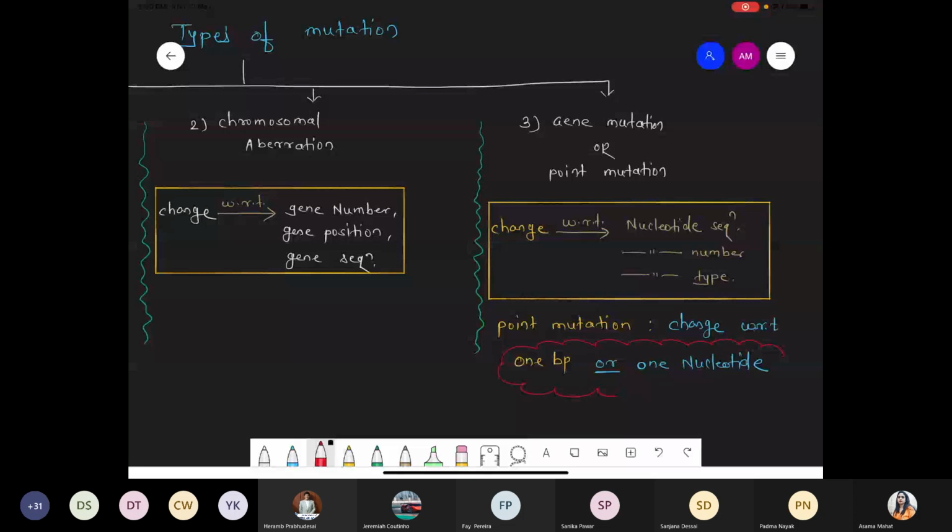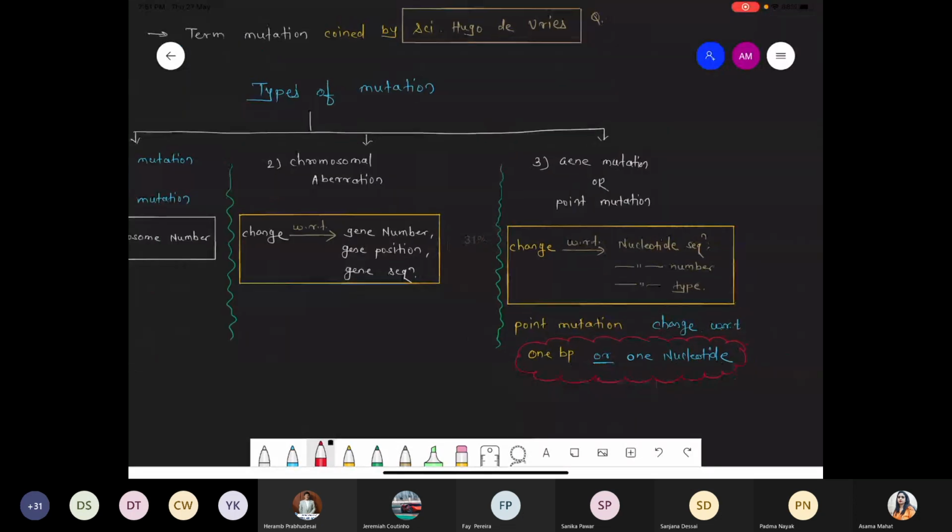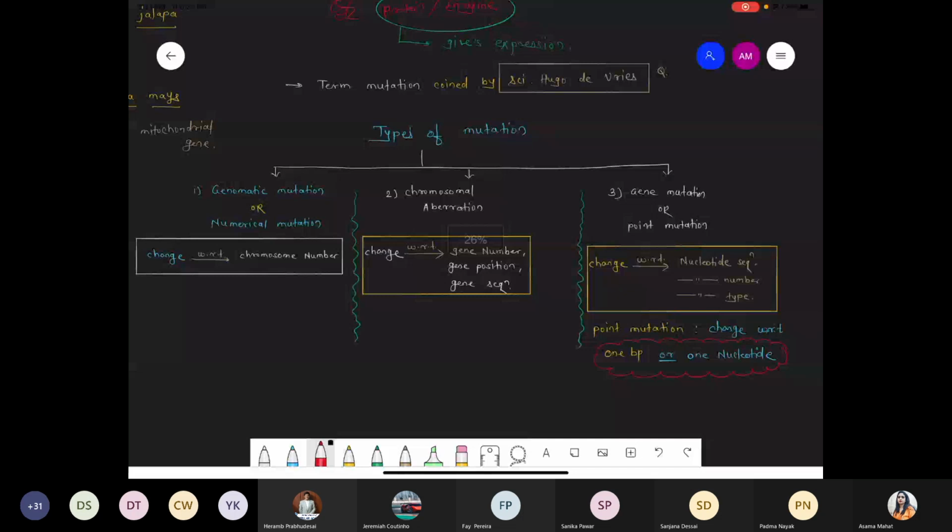BP, that is a base pair, okay? Adenine pairs with thymine, it's one base pair. Guanine pairs with cytosine, GC, they are one base pair. Nucleotide means what? Single nucleotide, individual nucleotide. Adenine is a nucleotide. Thymine is one nucleotide. Guanine is one nucleotide. Cytosine is a nucleotide. But when they pair, ATGC, that is a base pair. Got it? So a little bit understood. What is the simple definition with respect to genomic mutation, chromosomal aberration, and gene mutation?